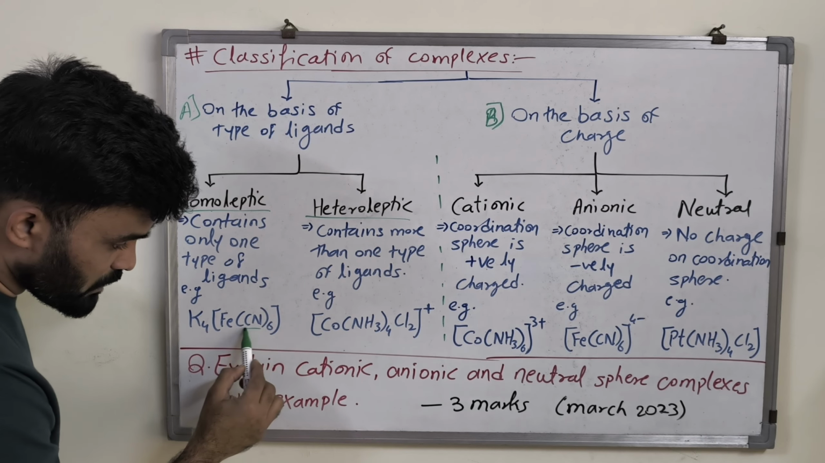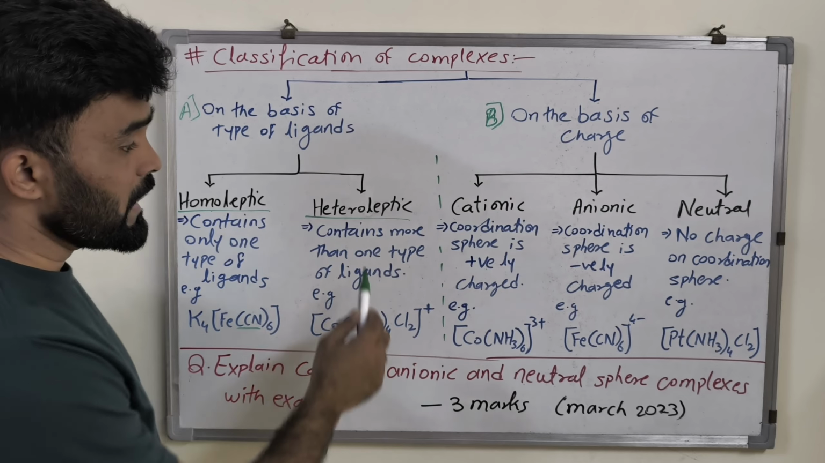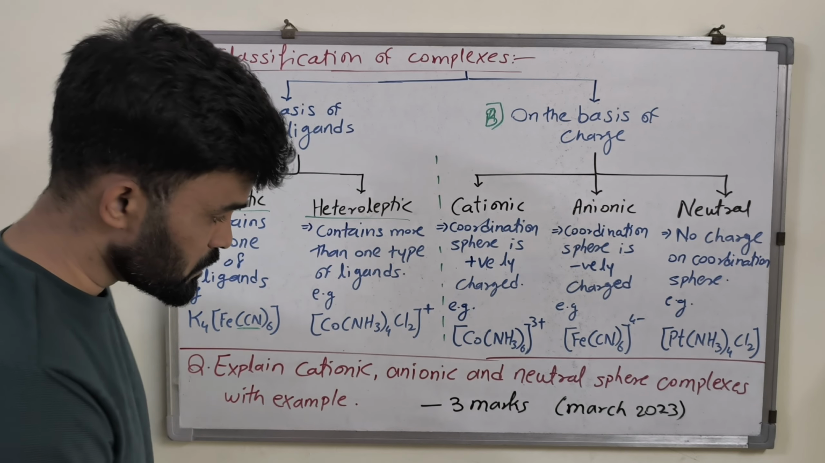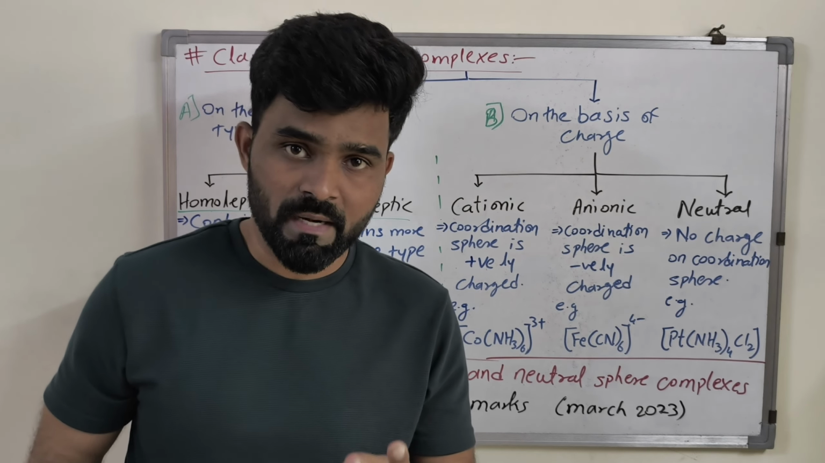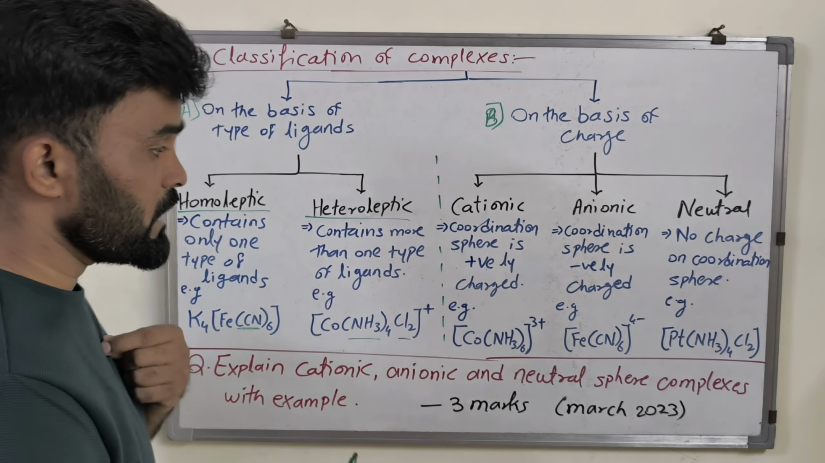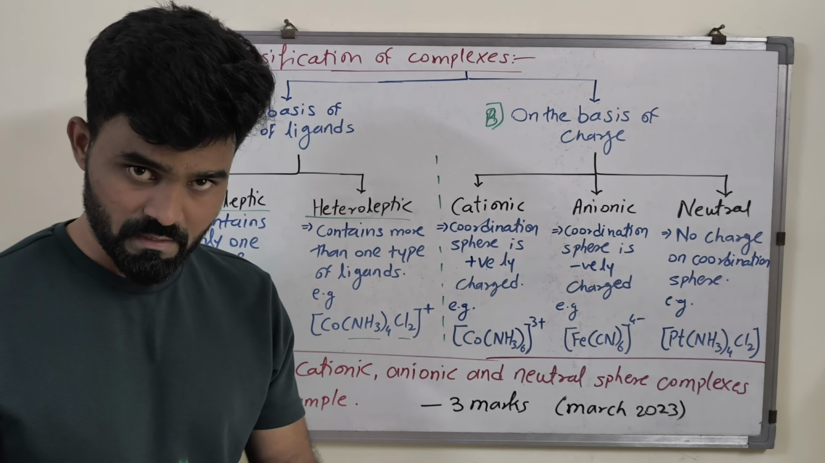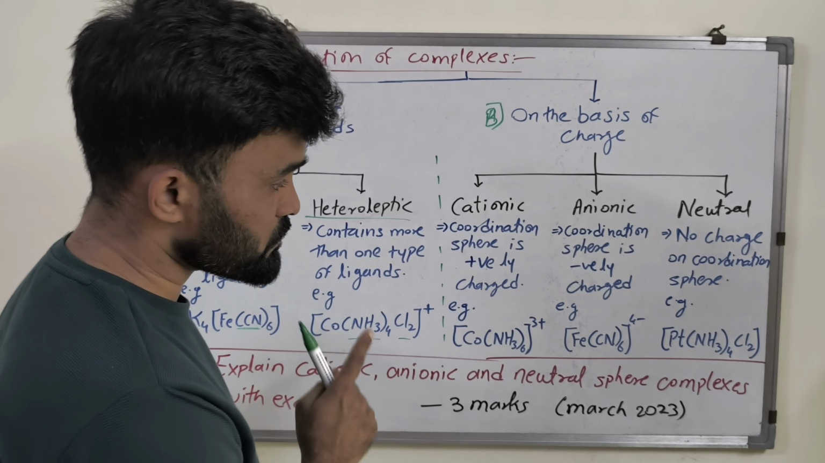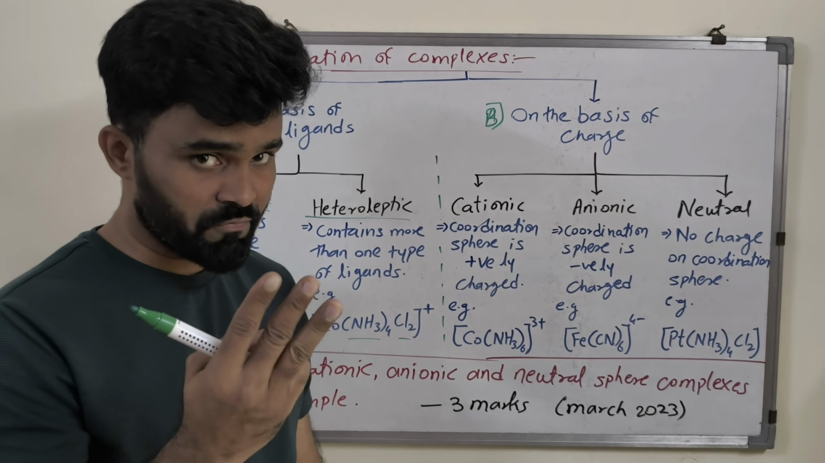Homoleptic, only one type of ligand, that is cyanide, Cl. And when I say heteroleptic complex, heteroleptic means more than one type. So here we have NH3 and Cl. We have 2 different types of ligand present here, so we can call it a heteroleptic complex. Clear? Simple.